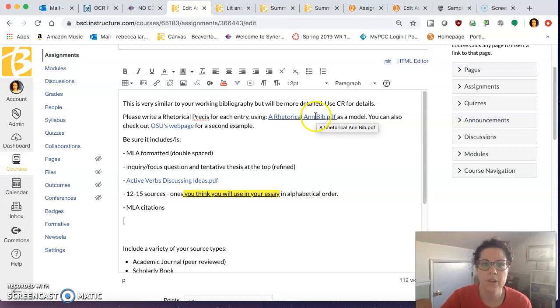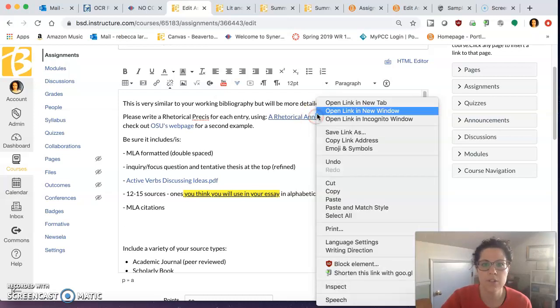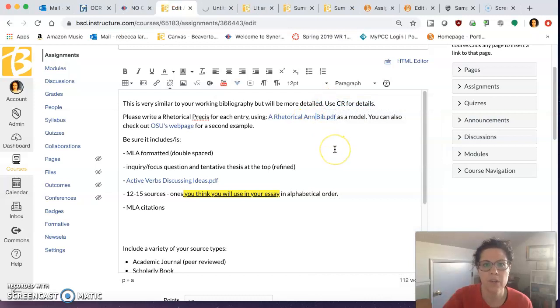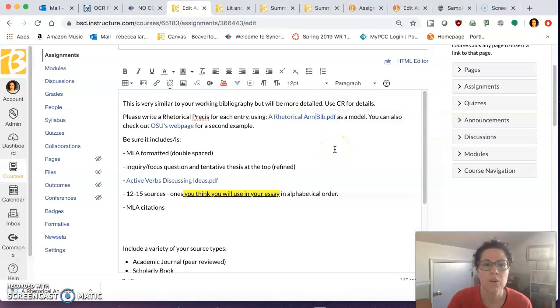So of course, you're going to double space it. Of course, you are going to have your inquiry question right at the top. Of course, you're going to use active verbs for discussing ideas. But most importantly, and students often have questions about this, they ask about sources and what needs to be in there. At this point, we've done our working bibliography, we've done our tentative kind of thesis and all of that.